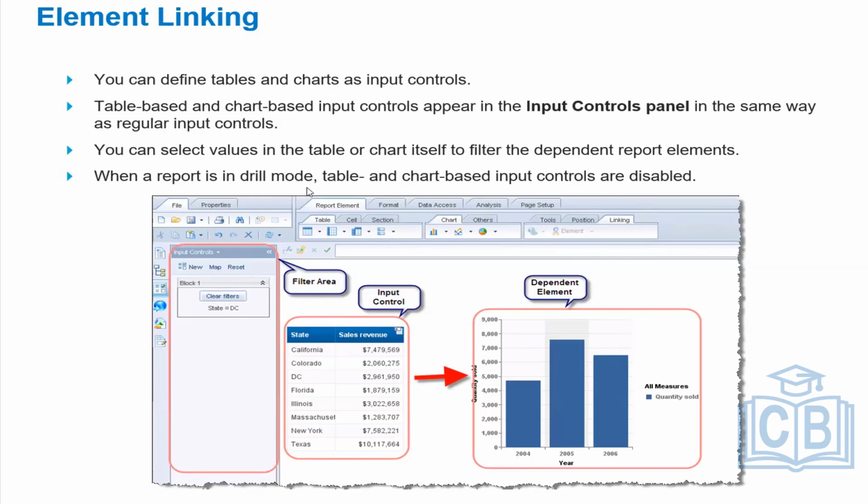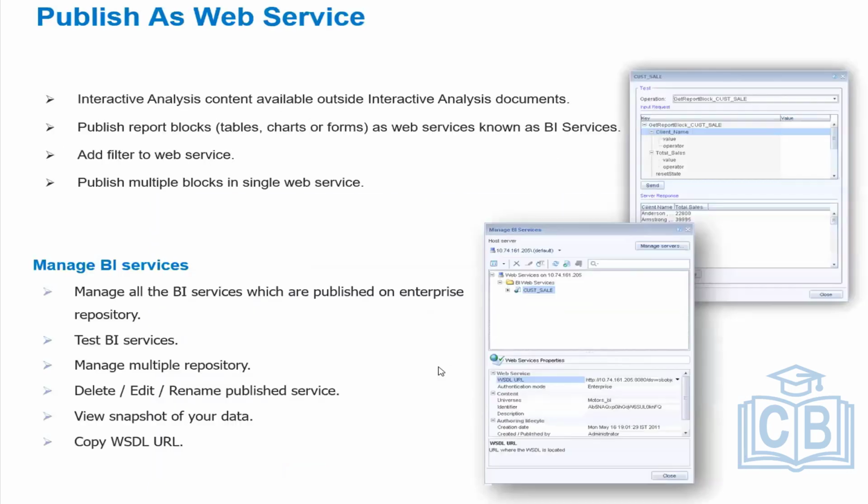When a report is in drill mode, table and chart based input controls are disabled. So if we are using the report in drill mode, like when we are using scope of analysis, when we set a hierarchy and use drill mode, these options will be disabled for a chart and a table in input controls.